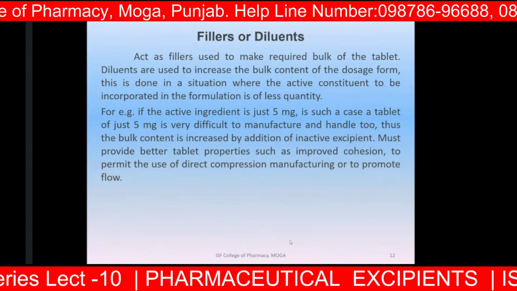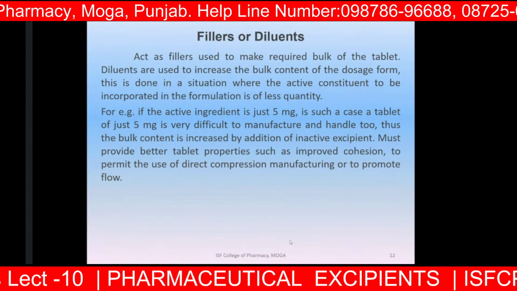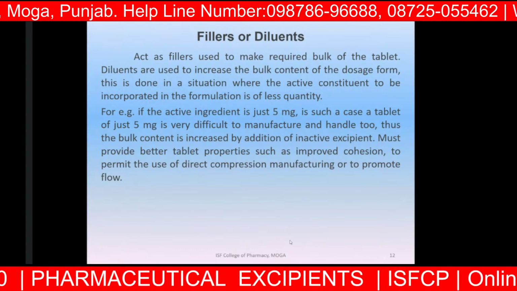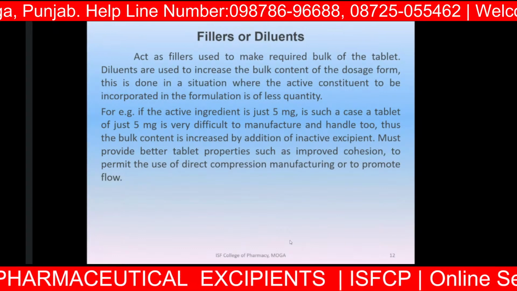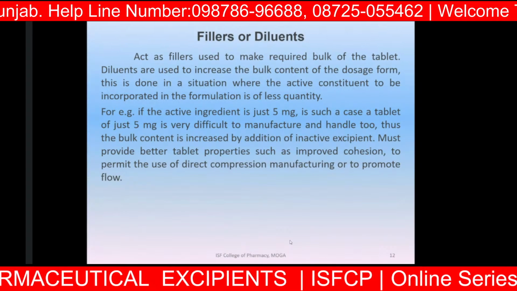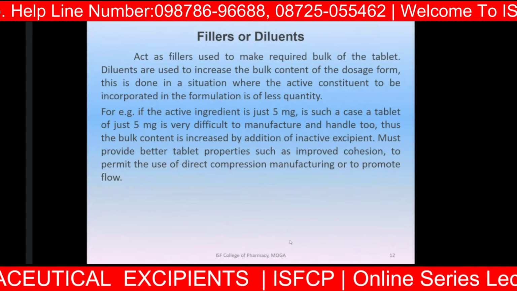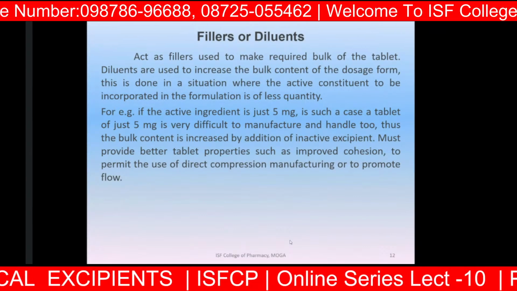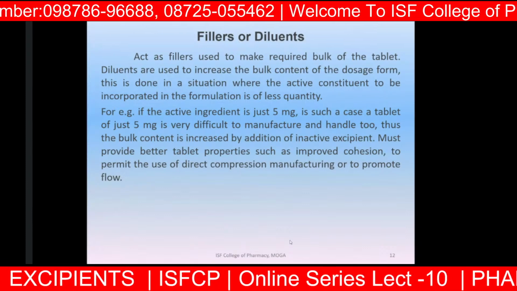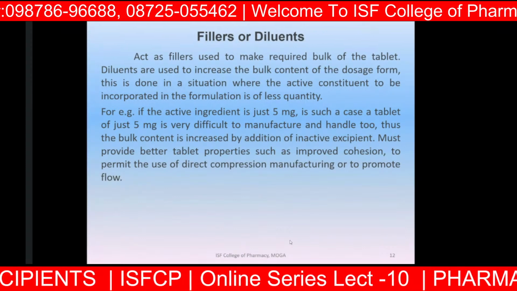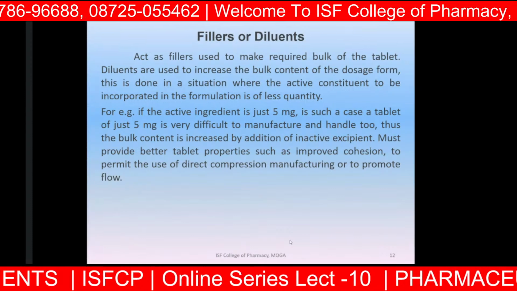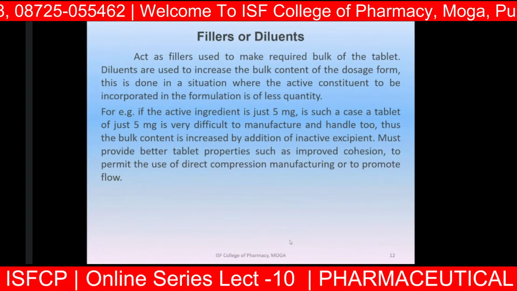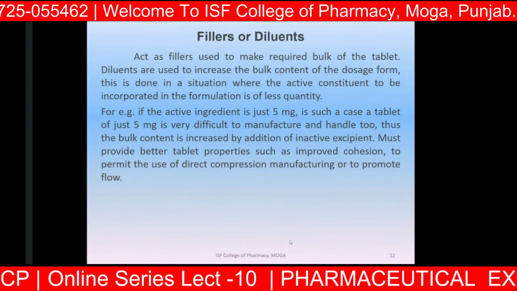So the bulk content is increased by addition of inactive excipients, which must provide better tablet properties such as improved cohesion to permit the use of direct compression manufacturing or to promote flow. So these are the examples of that particular type of fillers used in the tablet manufacturing if the tablet API is very low in quantity.